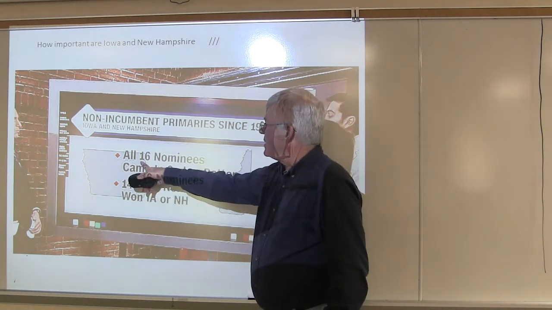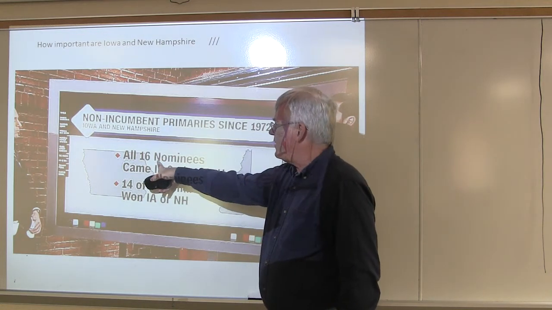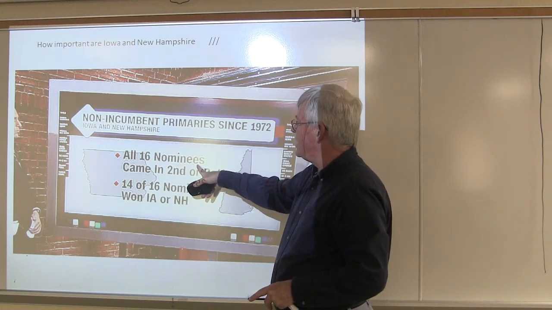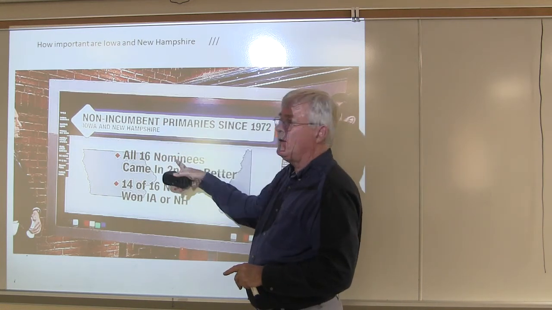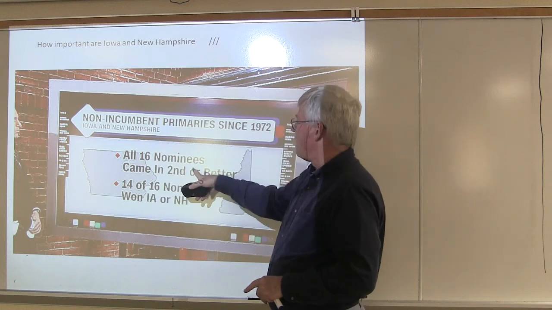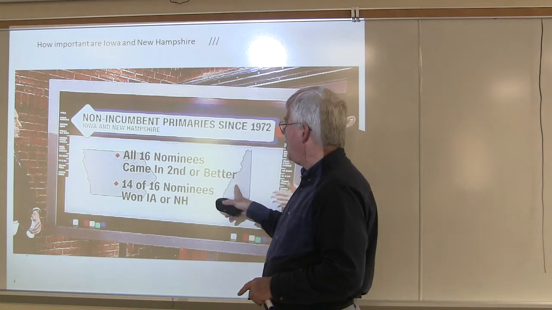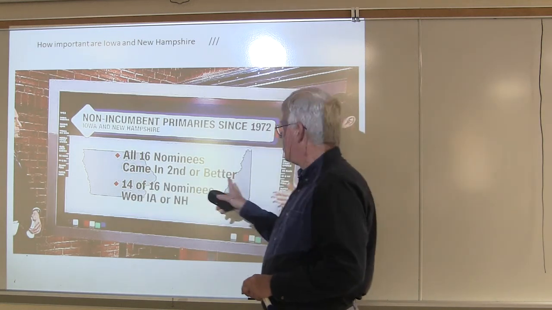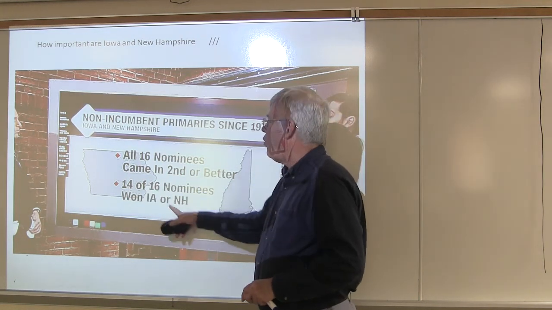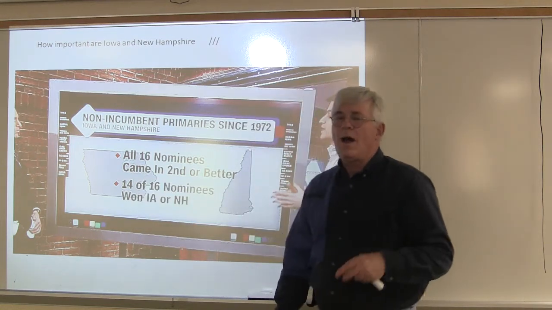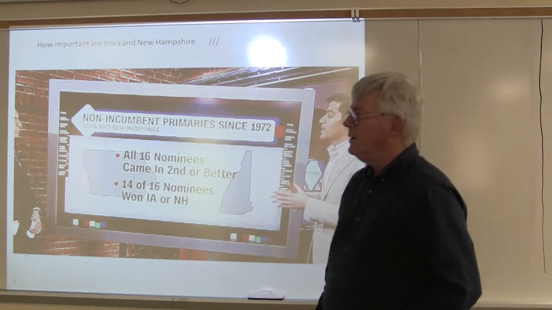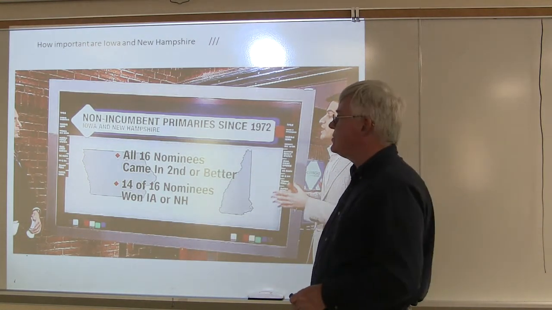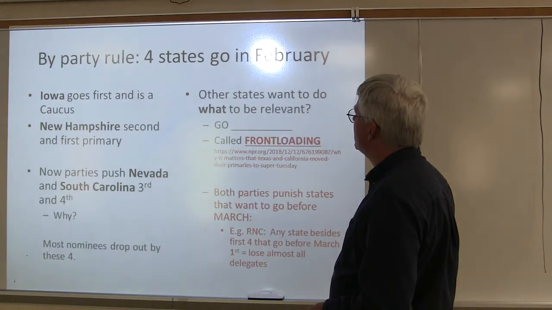Okay. All 16 of the nominees, that's the 2 names that get on the general election ballot, right? All 16 of the previous non-incumbent nominees came in 1st or 2nd in Iowa or New Hampshire. And 14 of the 16 won one of these 2. Do you have to do well in Iowa and New Hampshire? Well, this time it broke the rule with Biden, but the answer is almost always yes. Almost always yes. All right.